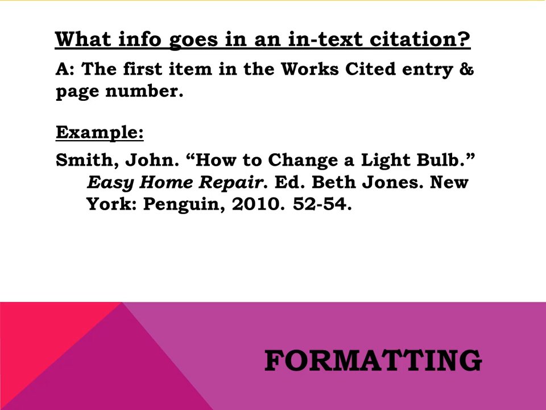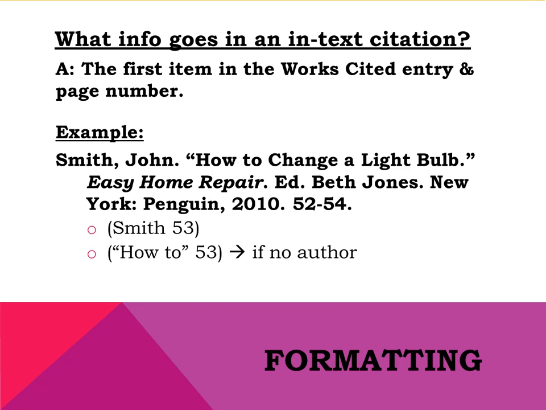So consider this example. Here, we have a short article written by John Smith in a book edited by Beth Jones. Smith is the author and his name comes first in the entry. The citation would look like this: Smith 53 in parentheses with no comma or P for page number or anything else. If we had the same source but no author, so that the source started with the title, then the citation would look like this.